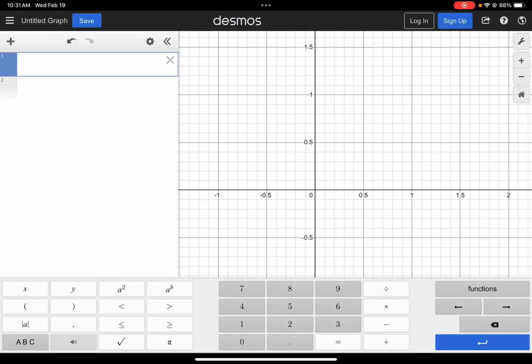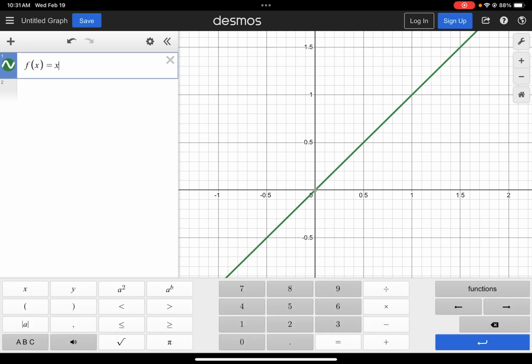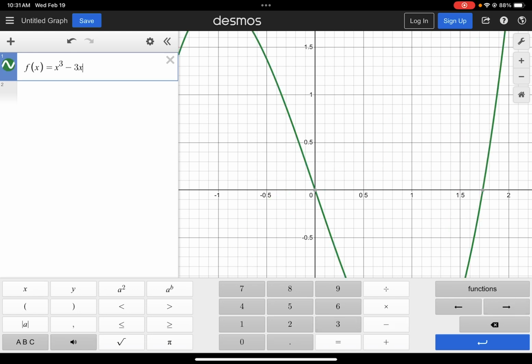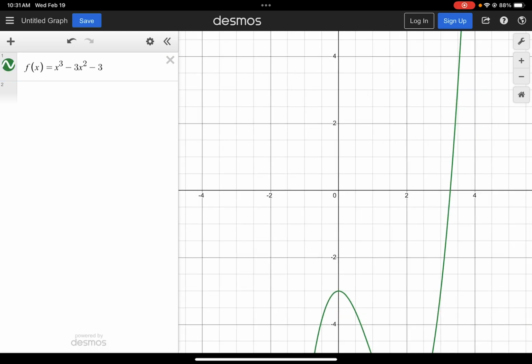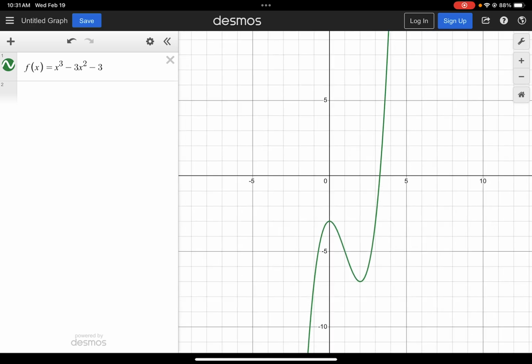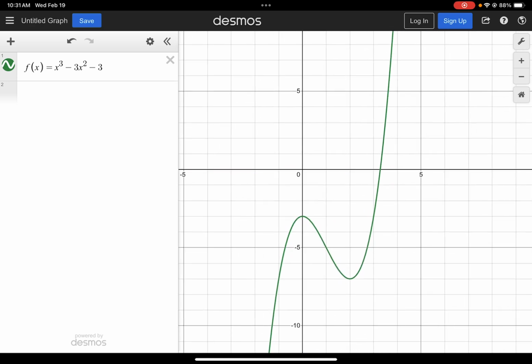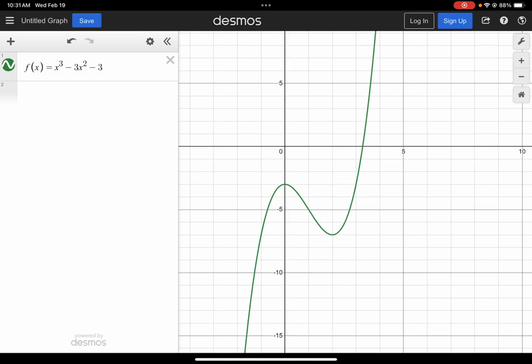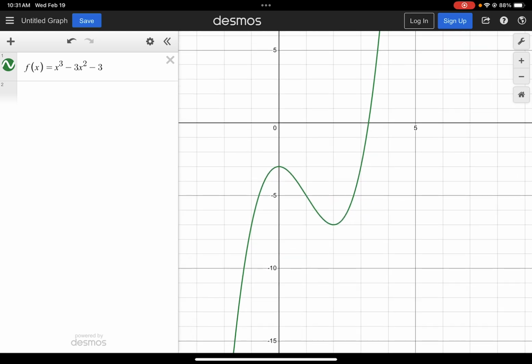For this one, I'm going to put f of x. It doesn't matter, but I'm going to put f of x equals x cubed minus 3x squared minus 3. And once again, just be real careful when you're typing these in. We can zoom out a little bit. Okay. And the graph looks something like this right here. Okay. So we're going to go ahead and sketch that on our graph that it gave us.